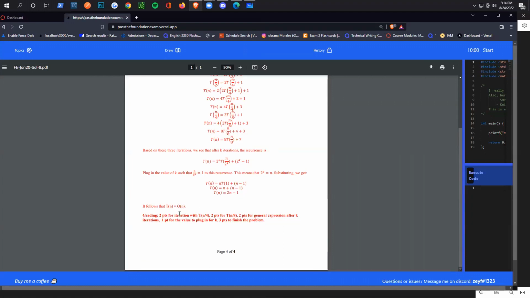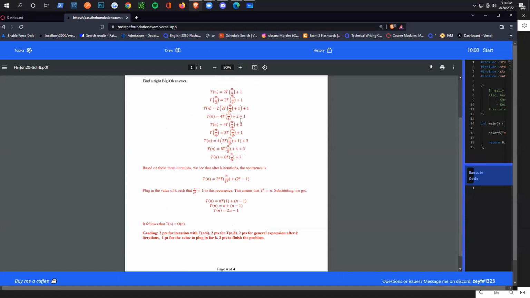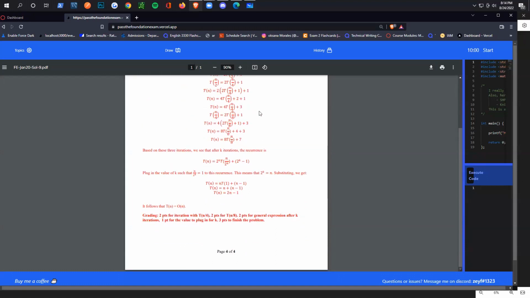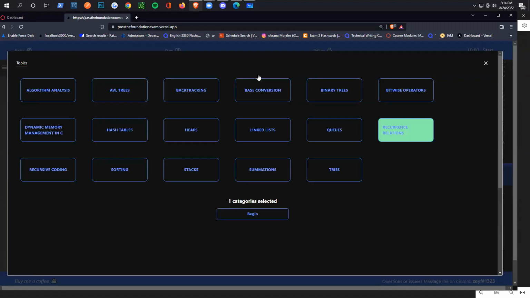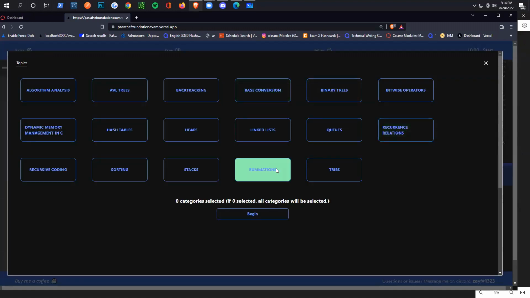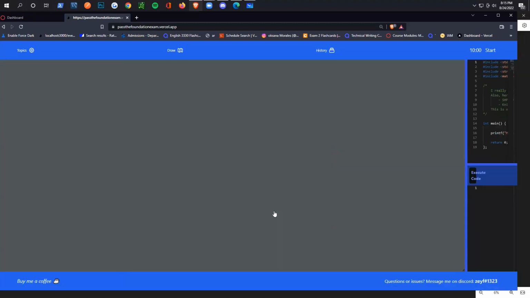So again, do your 3 iterations. 2 points, 2 points, 2 points. So if you can do algebra, you can get 6 points. So that's good. All right, so this is the last of recurrence relations. Now let's hop into summations real quick. Just do 2 questions.